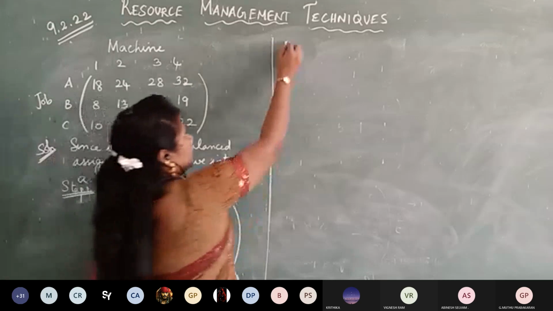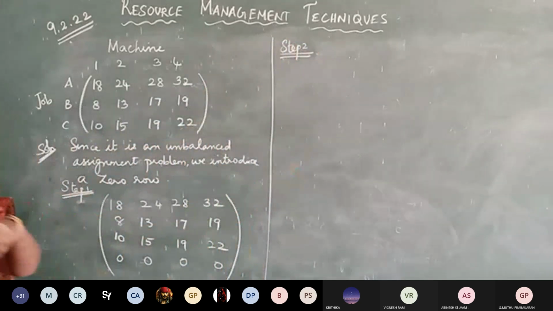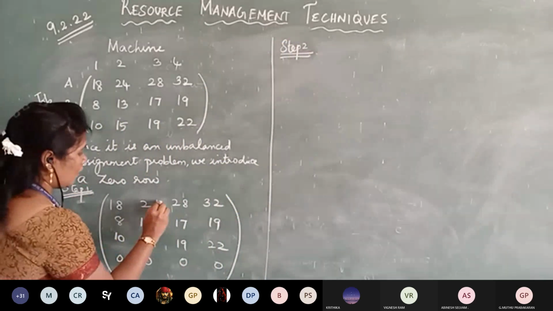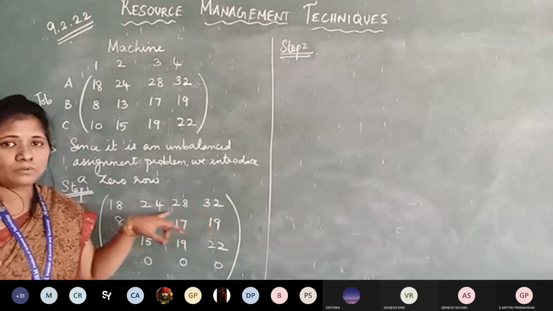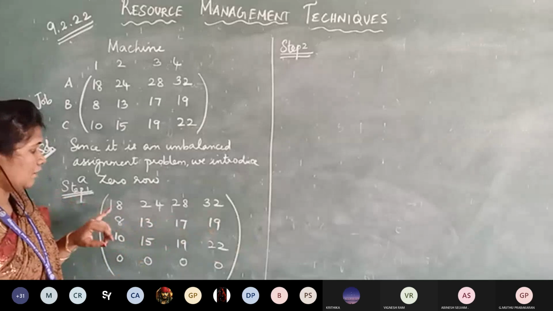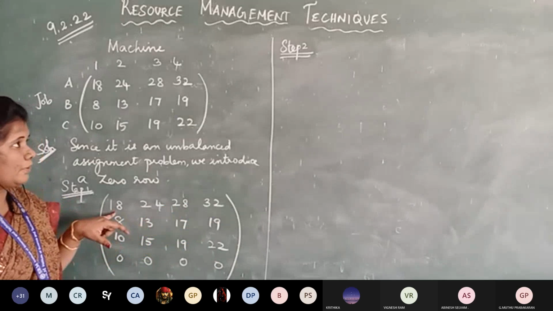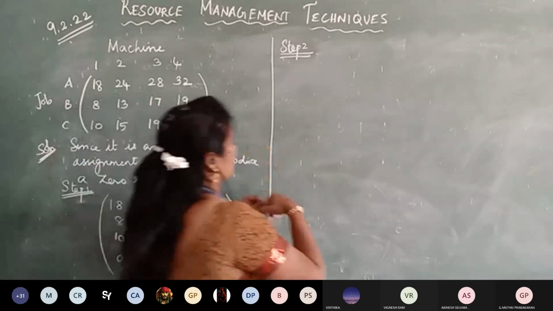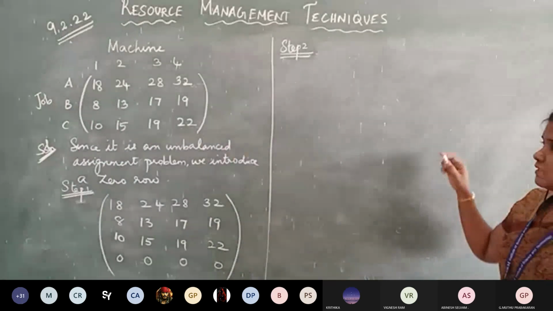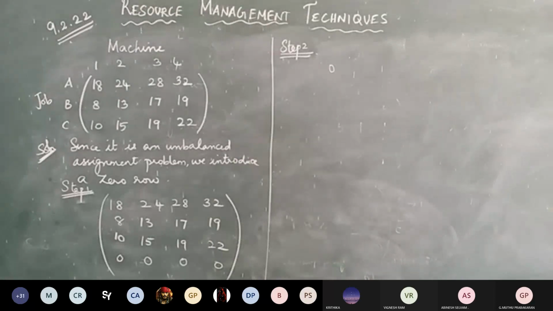Step 2. In step 2, you have to go row-wise and subtract the least value throughout that row, only that row. If you see the first row, 18 is your least value. So subtract 18 from this row. You tell me what you will get. You get 0. Then 24 minus 18, what do you get?